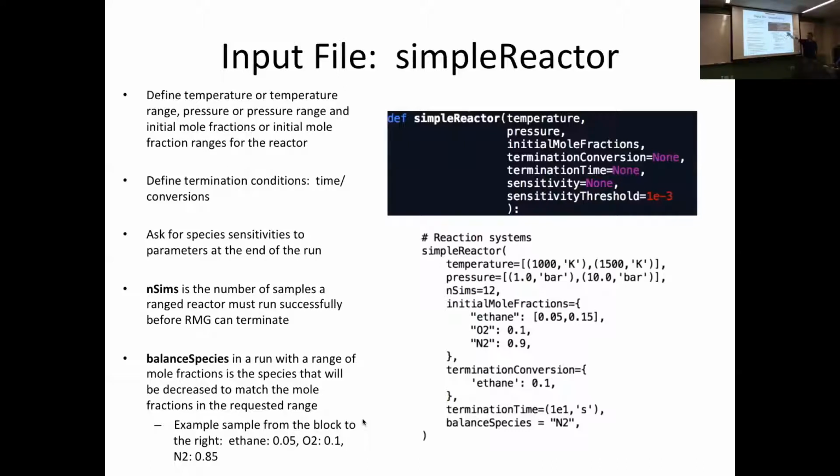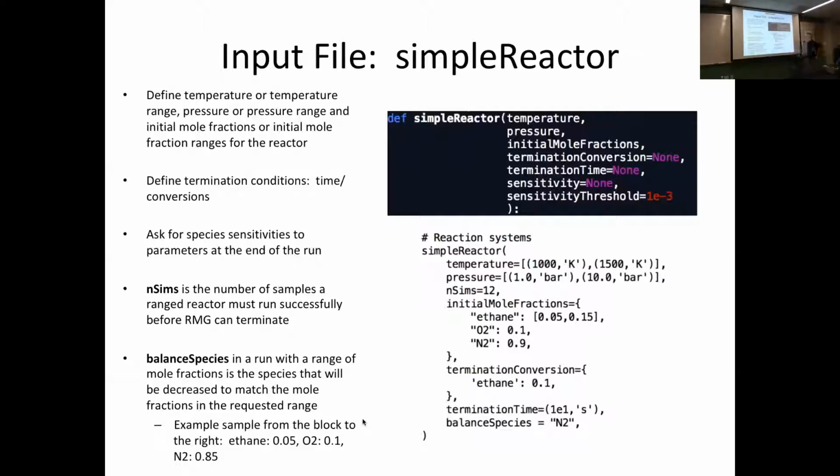So for the simple reactor, if you just define a single temperature, a single pressure, and a single set of mole fractions, in general what it'll do is simulate at that condition, at that constant temperature and pressure. It will simulate until one of the termination conditions occurs, and then it will be done. If it didn't add anything, it will say, okay, this condition is good. And so if that's your only reactor, your RMG job will finish when it says the condition is good.